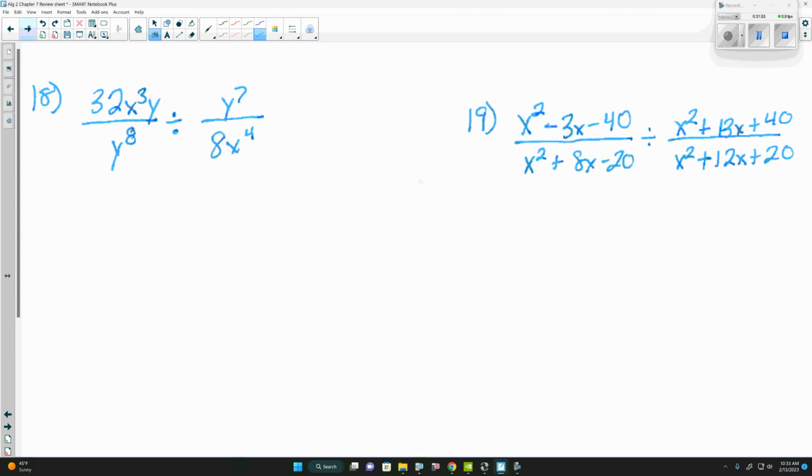Division. Whenever we divide two monomial expressions or two polynomial rational expressions, the first one stays the same. We change it from division to multiplication and flip the second term. Keep, change, flip. And then we multiply them together.